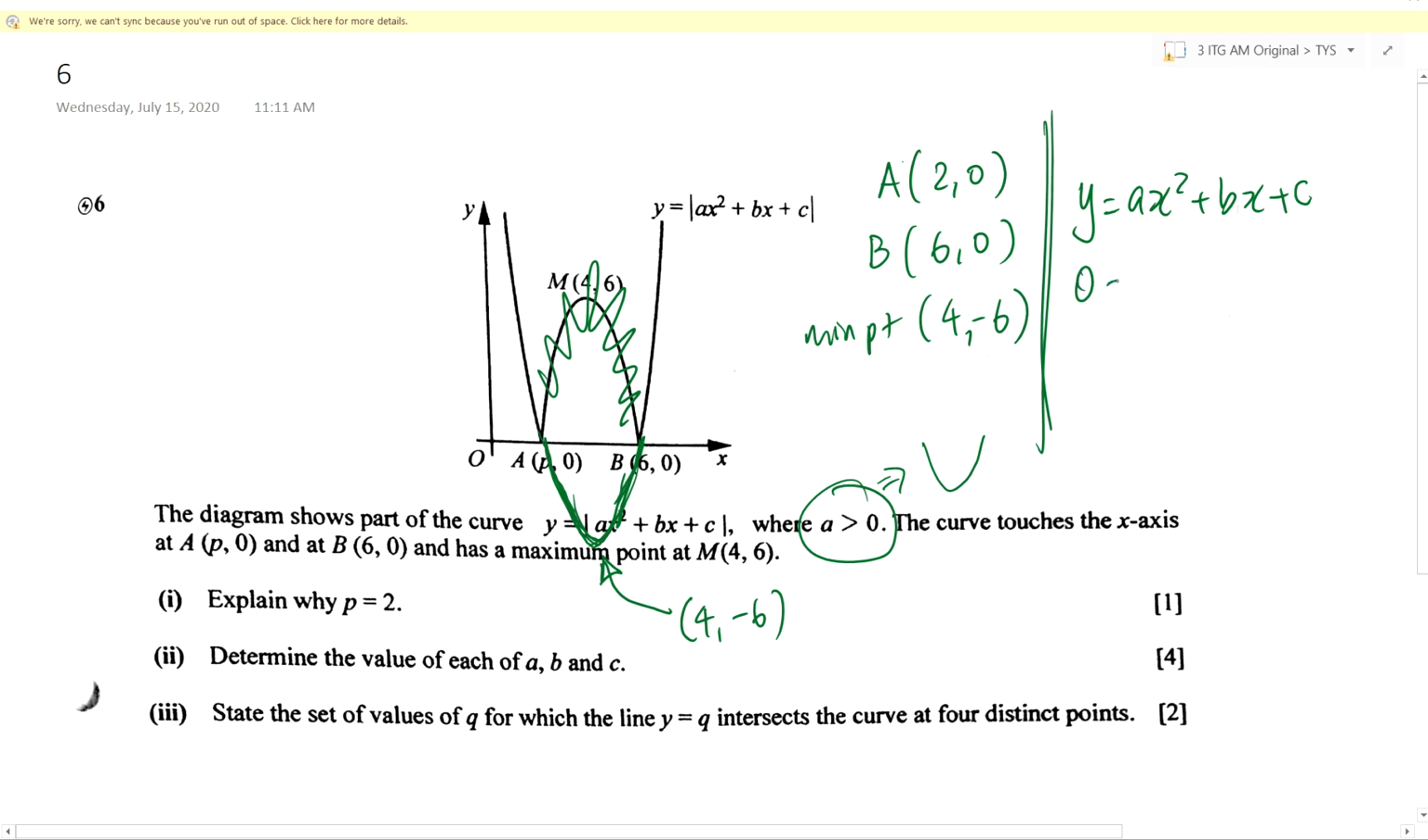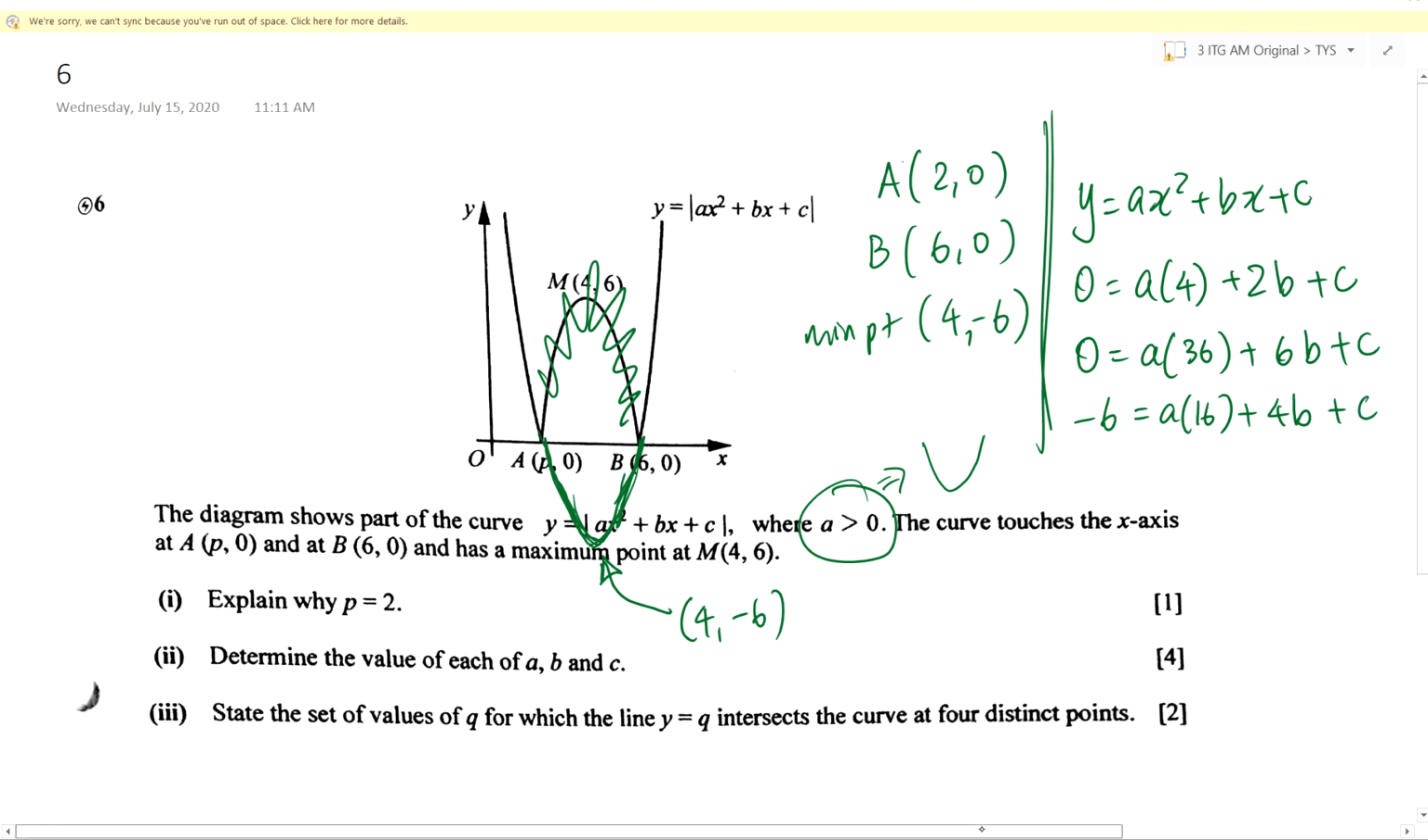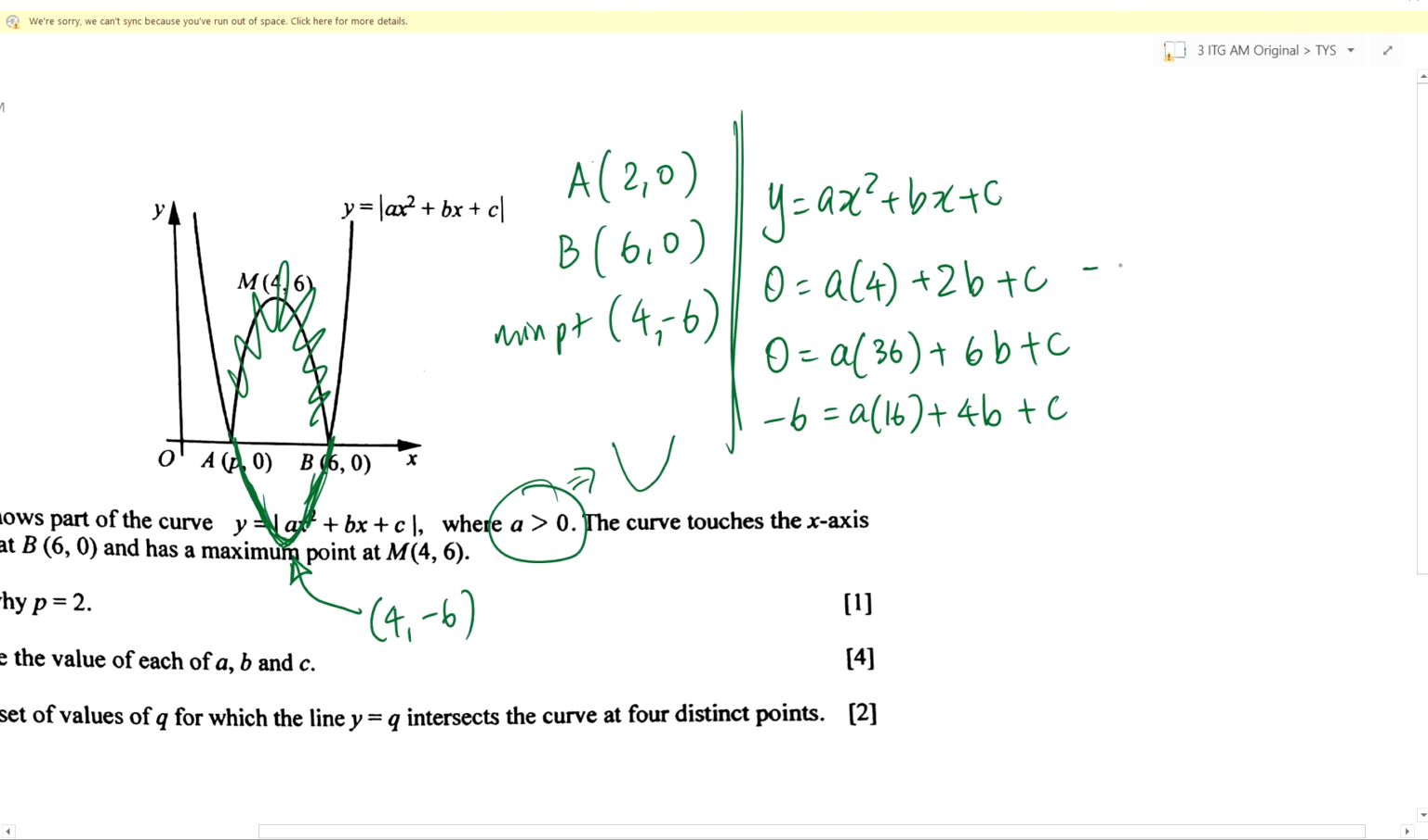Substituting A, 0, A times 4 plus 2B plus C. That's equation number 1. Equation number 2, 0 is A times 36 plus 6B plus C. Equation number 3, -6, A times 16 plus 4B plus C. With 3 equations, you can solve for 3 unknowns.